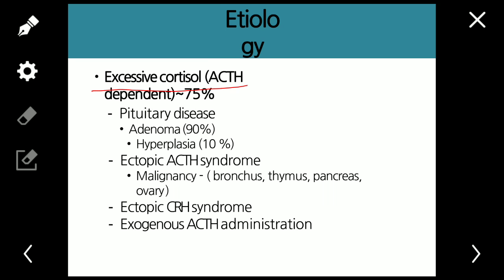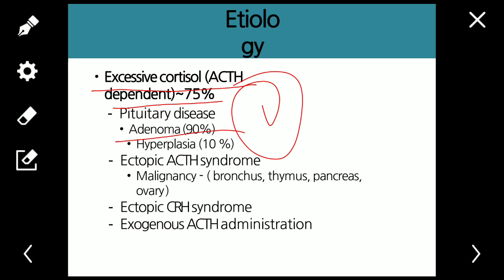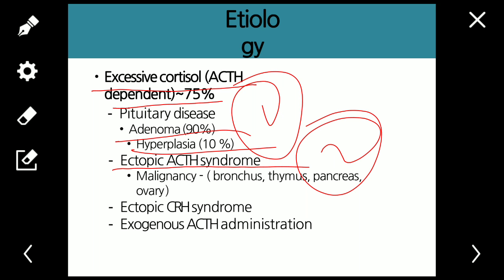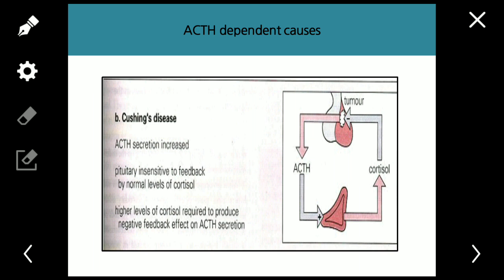Etiology will be excessive cortisol, ACTH dependent in 75%, pituitary disease mainly, that is due to adenoma and hyperplasia. The second one is due to ectopic ACTH syndrome. That is, some other ectopic organs can also secrete ACTH and lead to Cushing syndrome, like malignancies in the lung, bronchus, thymus, pancreas, ectopic CRH syndrome, exogenous ACTH administration. All these can lead to Cushing's disease.